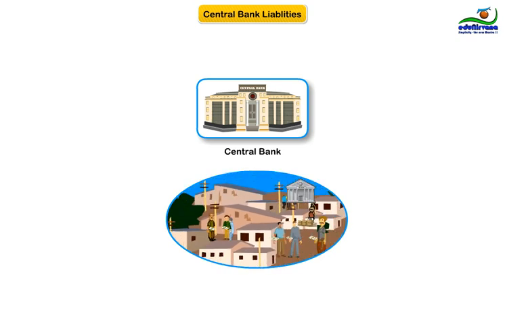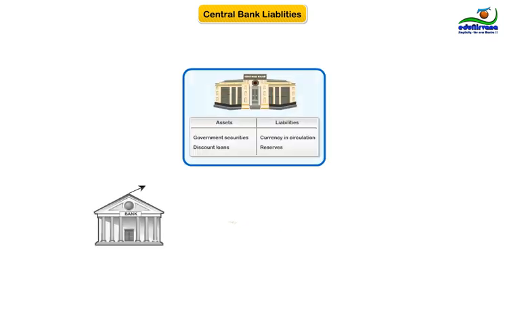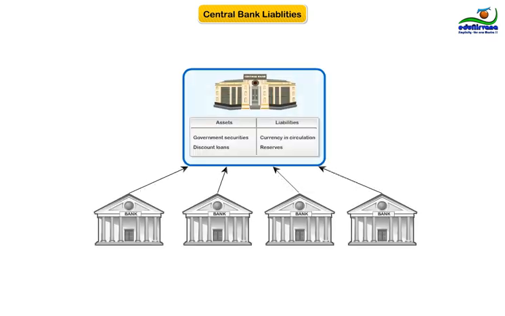Now, let us see the second item on the liabilities, reserves. All banks have an account at the central bank in which they hold deposits. Reserves consist of deposits at the central bank plus currency that is physically held by banks, called vault cash because it is stored in bank vaults. Reserves are assets for the banks but liabilities for the central bank because the banks can demand payment on them at any time and the central bank is required to satisfy the obligation by paying central bank notes.